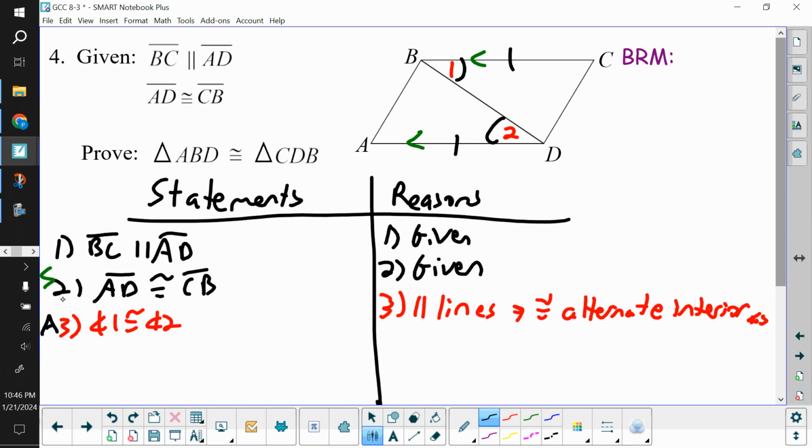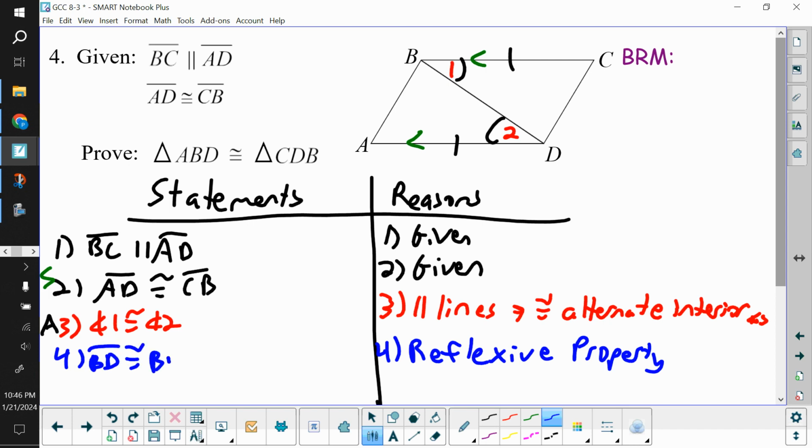Well, we only have 2 things, so as always, when we're short, we look for vertical angles with our crisscrossing lines, which we do not have here, and we look for reflexive property when something is shared, which we do have here. So we'll do reflexive property, which will be BD congruent to BD. We'll mark that up with an X in the picture, and that just gave us a side.